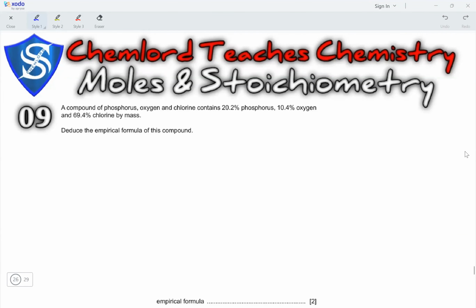Question 9. A compound of phosphorus, oxygen, and chlorine contains 20.2% phosphorus, 10.4% oxygen, and 69.4% of chlorine by mass. Deduce the empirical formula of this compound. So, in order to calculate the empirical formula, we need to calculate the ratio by dividing the percentage by the AR of each element.